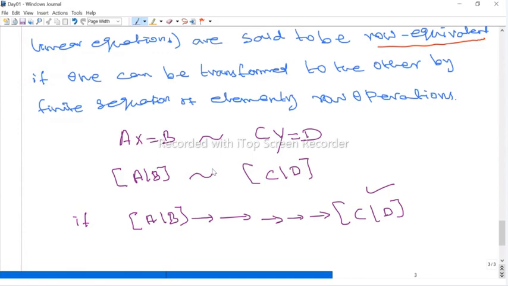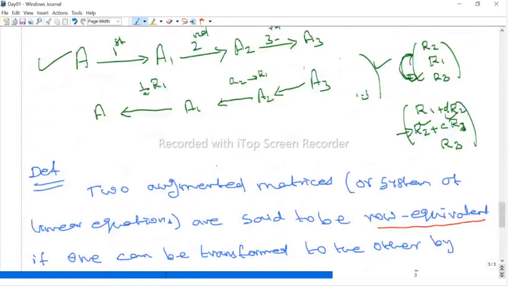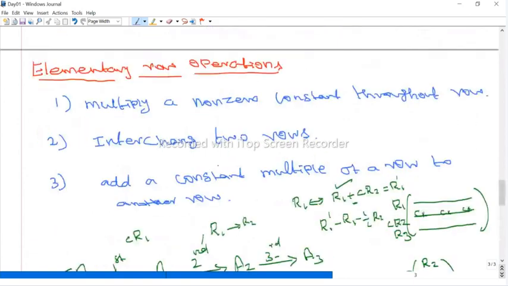Elementary row operation means what? You can multiply a non-zero scalar to every term of a row, or you can interchange two rows, or you can multiply a constant to one row and then add it to another row. These three are the basic operations. You can repeat them any number of times. If you want, you can use the first kind three times, or the second kind three times, any number of times. That is a finite sequence of elementary row operations. So that is row equivalent.